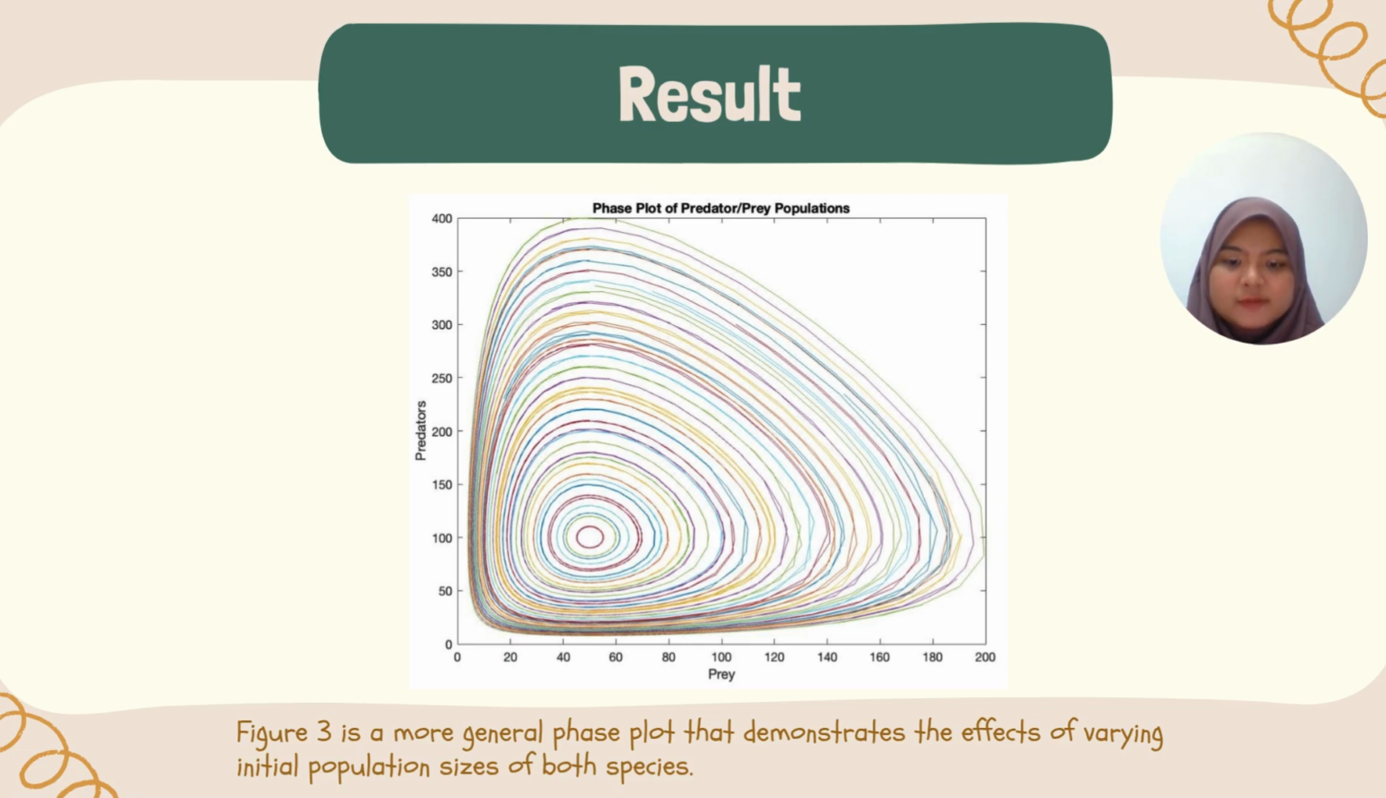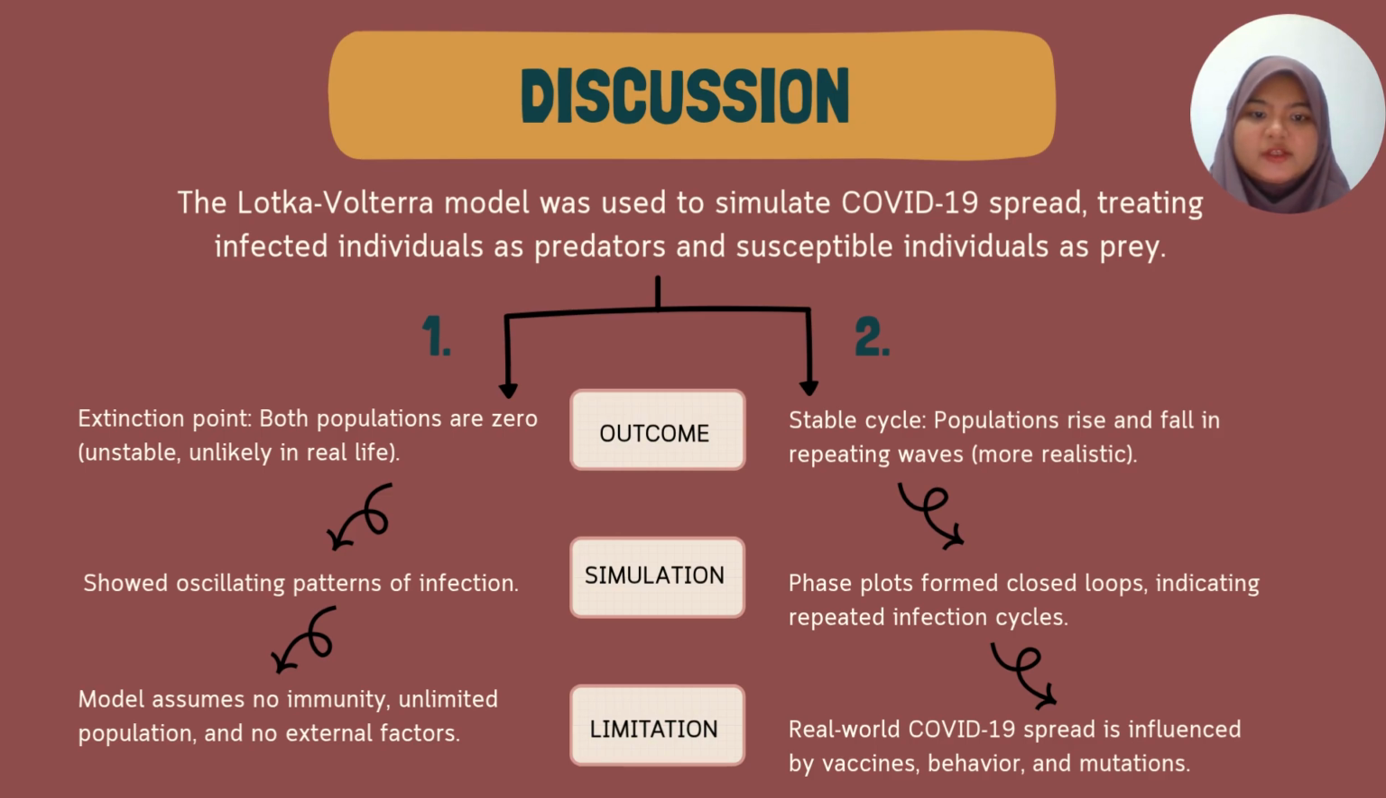In the last graph, figure 3 is a more general phase plot that demonstrates the effects of varying the initial population size of both species. In this study, we used the Lotka-Volterra model, originally designed for predator-prey systems, to simulate the spread of COVID-19. In this case, infected individuals act as predators and susceptible individuals as prey. We found two key outcomes. First, an extinction point where both populations drop to zero. This is mathematically valid but unrealistic in real life. Second, a stable cycle where the population rises and falls in a repeating wave. This is more realistic and matches the way COVID-19 cases tend to surge and decline over time.